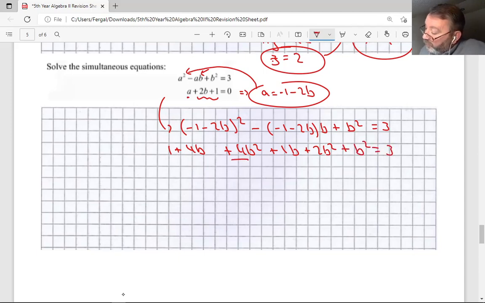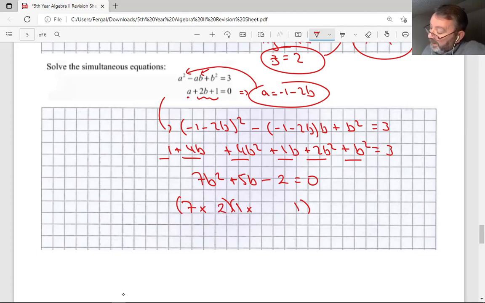So what have we got? 4b squared and 2b squared, that's 6, and 1 is 7b squared. Then the b's, 4 and 1 is 5b. And then 1, and then you've got 3, bring it over here, that's minus 2 is equal to 0. Okay, let's see if I can work this out. 7 and 1, and then we have 2 and 1. And I want to get plus 5, so that must be plus 7 minus 2. And again, if you don't want to do that, go to minus b. As long as you can solve, you can go to minus b when you've got a quadratic equation.